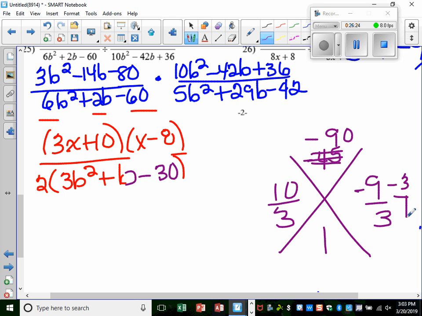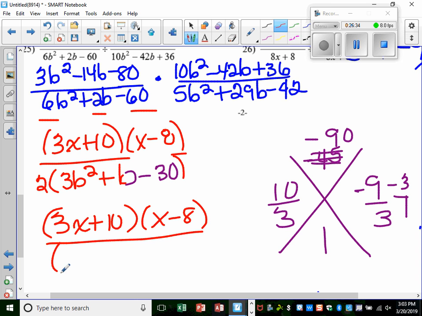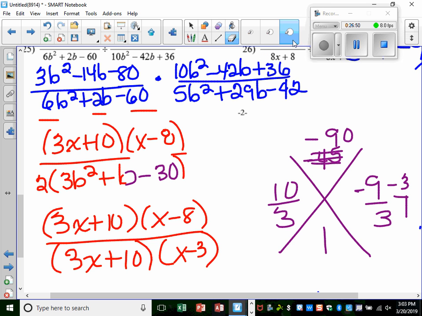All right, so let me do this because I want to kind of clean this up. I'm going to rewrite my top. Now I'm going to put my bottom, which is also 3x plus 10. And this will be x minus 3 on the other side. We're going to eventually get there on this problem. All right, so I've taken care of all of this fraction. Now we got to go to this one.